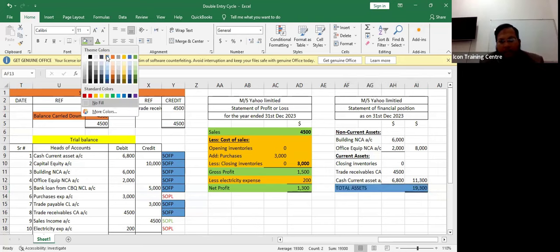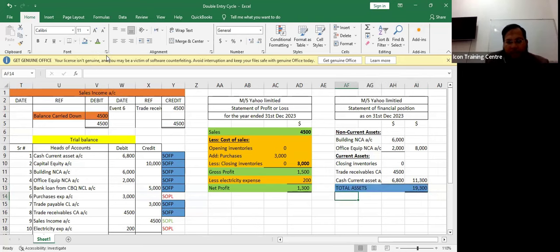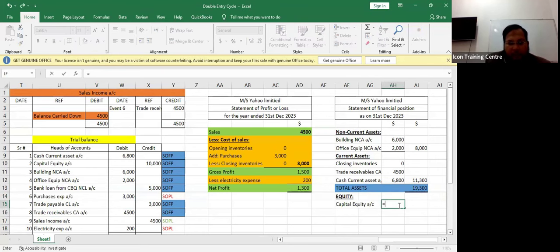Alhamdulillah. Now you can see we need to take the equity. And first we take capital, which is given in the question. And the amount of equity is, sorry, the capital is 10,000. And we also add net profit here because the profit is also the part of the equity. So it is 1,300. So we take the total 1,300 plus 10,000.